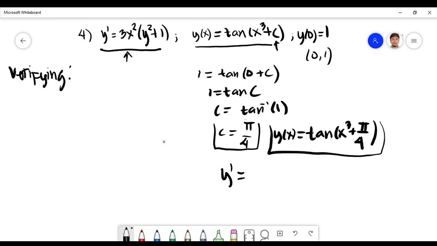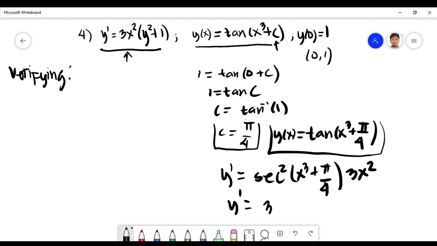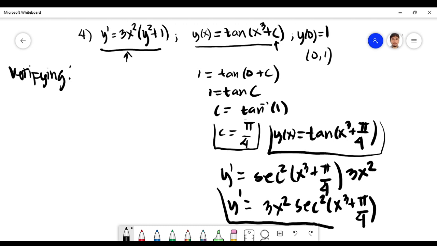So we have y prime equals the derivative of tangent of x cubed plus pi over 4, which is secant squared of x cubed plus pi over 4 times the derivative of the angle inside. We have 3x squared. Simplifying, our y prime is 3x squared secant squared of x cubed plus pi over 4. So this is our y prime.